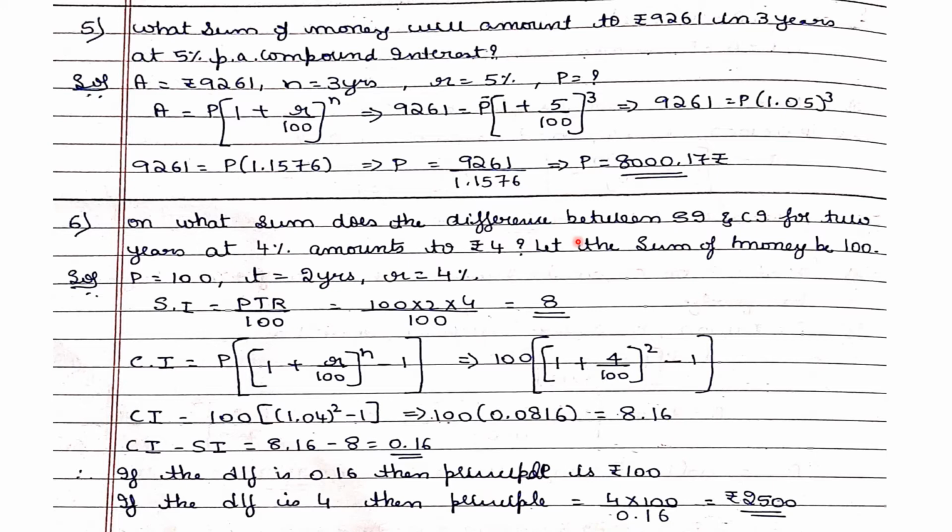On what sum does the difference between simple interest and compound interest for 2 years at 4% amount to rupees 4? Let the sum of money be 100.